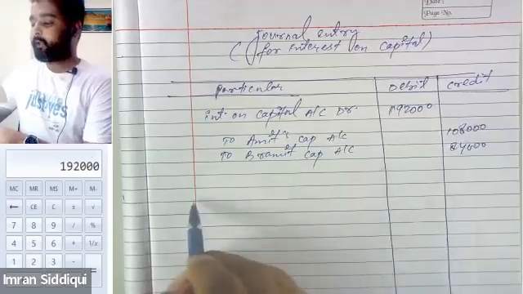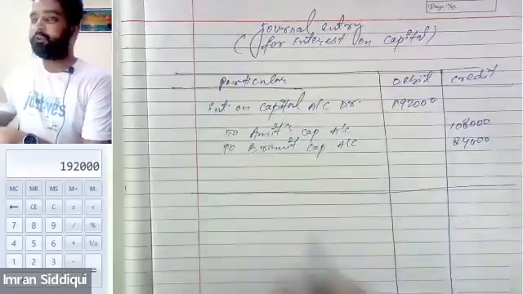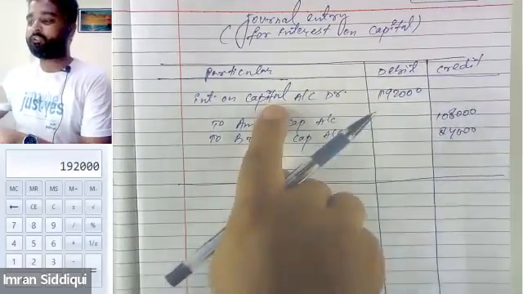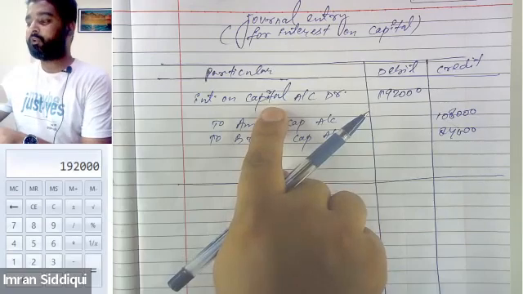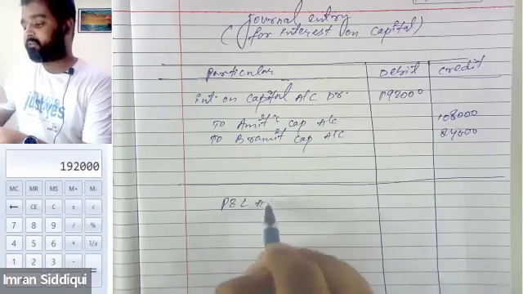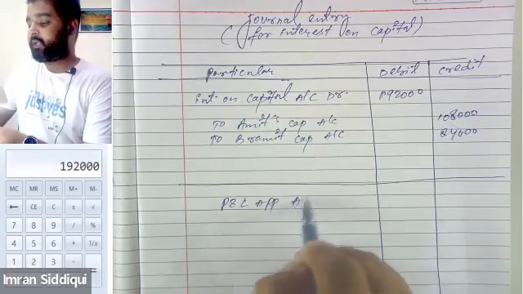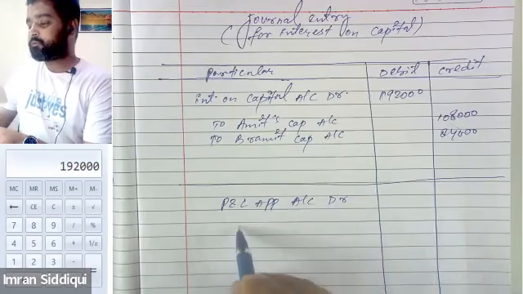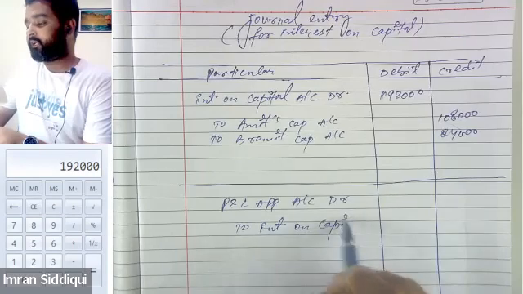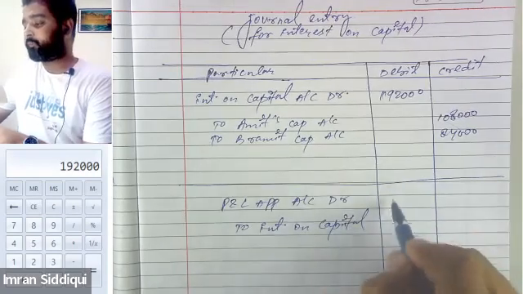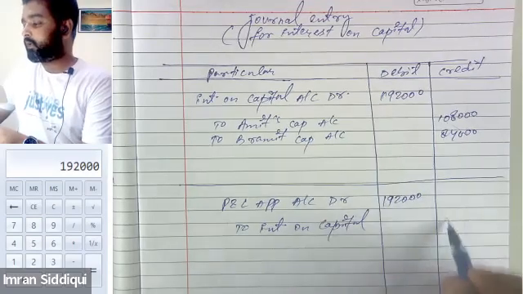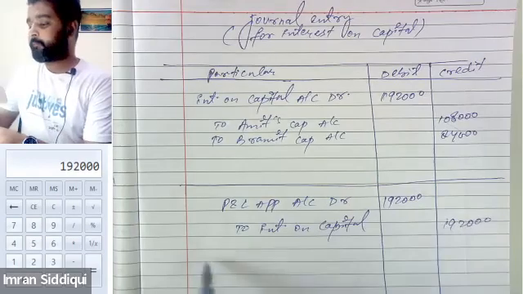Okay. And then the second general entry will be done for the transfer of interest on capital to the P&L appropriation. As you already know, interest on capital is recorded in the P&L appropriation, right? So we'll write down: P&L appropriation account will be debited to interest on capital account. The entire amount of interest on capital will be transferred to the P&L appropriation. 1,92,000 and 1,92,000. This will be the general entry.